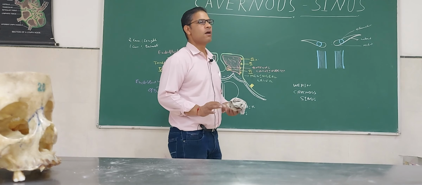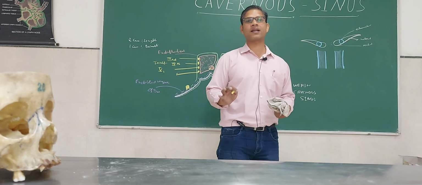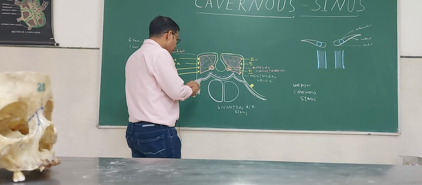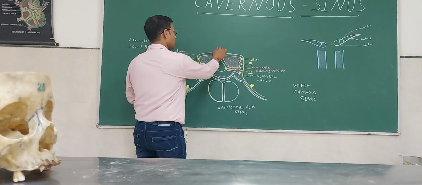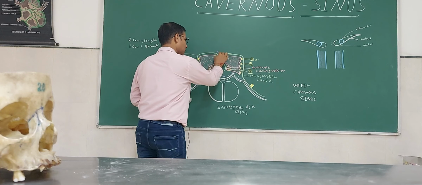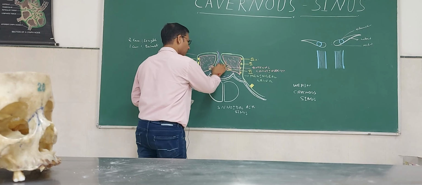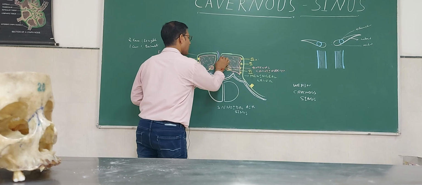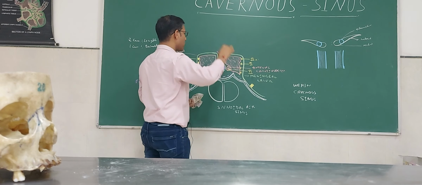Now the important thing is, what are the structures outside the cavernous sinus related to it, because that is also important. First and foremost, I am drawing the stalk of the pituitary. Can you see, this is the stalk of the pituitary. This is the pituitary, the hypophysis cerebri. I am drawing this one.